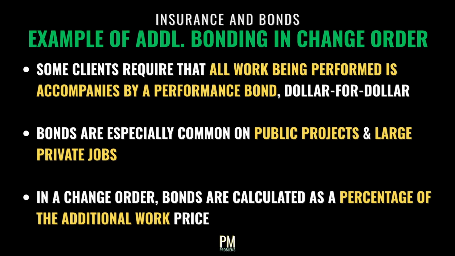Let's apply these concepts to a change order. While not every project requires bonding, some clients require that all work being performed is accompanied by a performance bond, dollar for dollar. Bonds are especially common on public projects or large private jobs. In these instances, additional bonding costs will be outlined in a contractor's change order and are usually calculated as a percentage of the additional work.